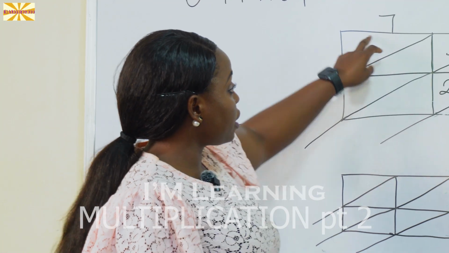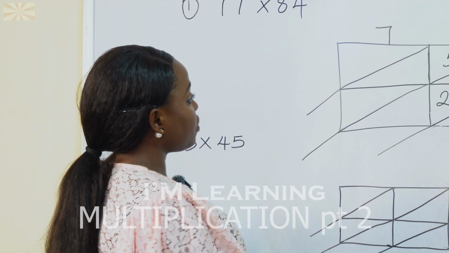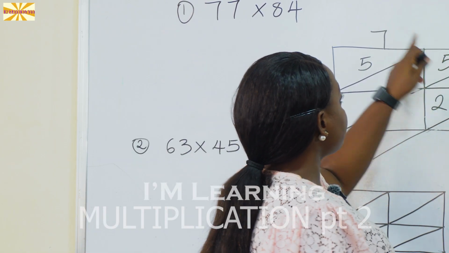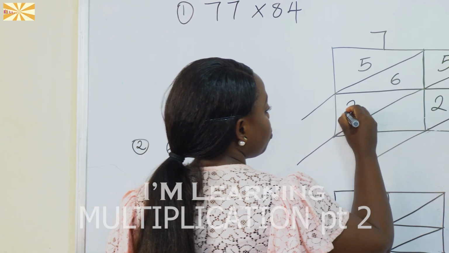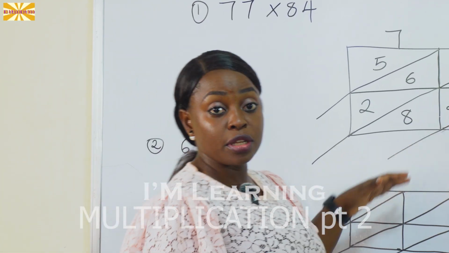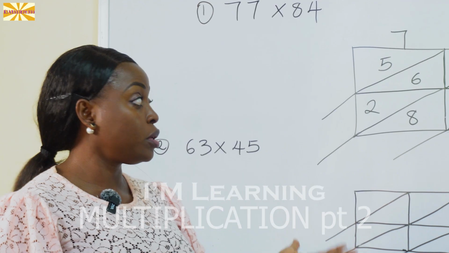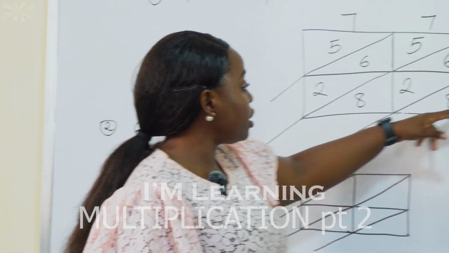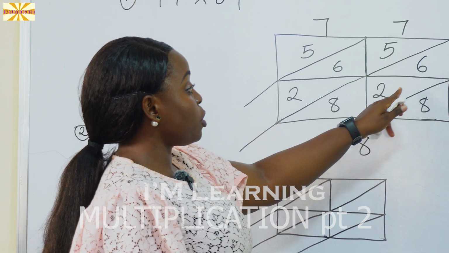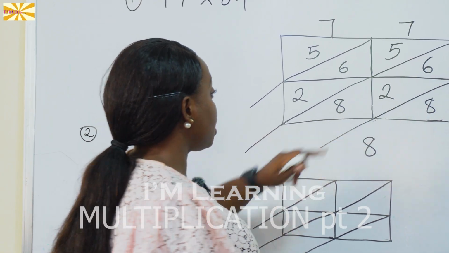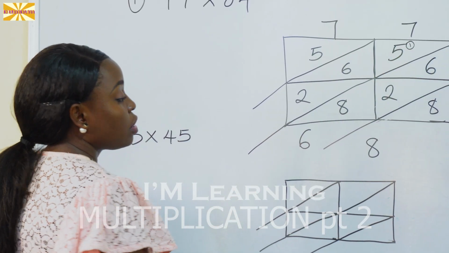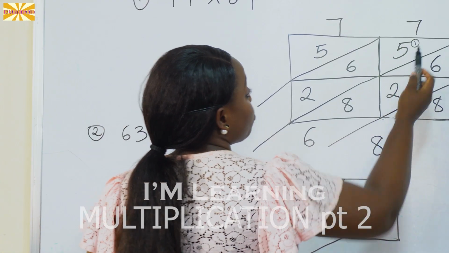Now let's do this side. 8 times 7 is 56. 5 and 6. 4 times 7 is 28, 2 and 8. Now, you add diagonally, just as you would in your hundreds, tens, and units. So 8 plus nothing here is 8. 6 plus 2 is 8, plus 8 is 16, so that's a 6, and we're going to carry 1 to the next diagonal. So 5 plus 1 is 6.